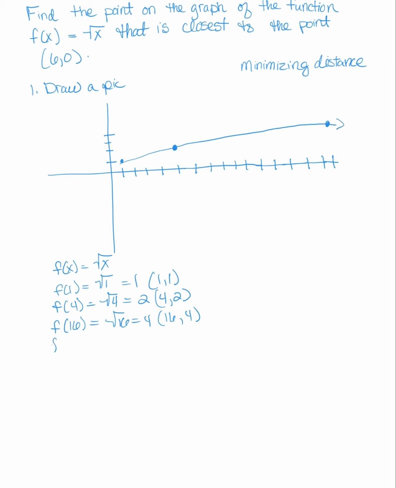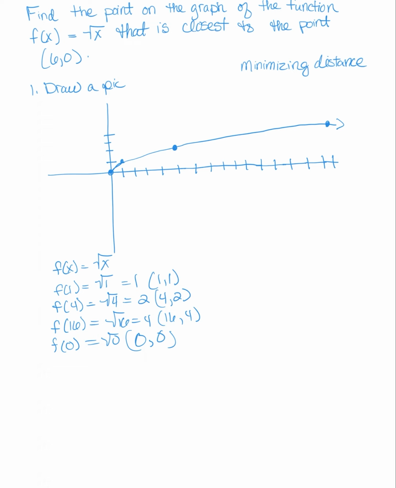And then also if we did f of 0, square root of 0 is just what? 0. So we'll have a point at 0, 0. So we can also do that. So this is what your graph is going to look like. So it's really helpful just to see what is going on.